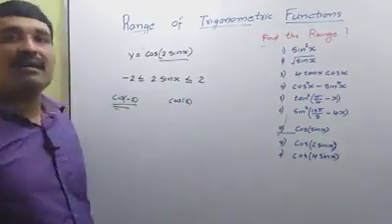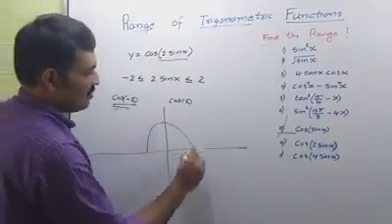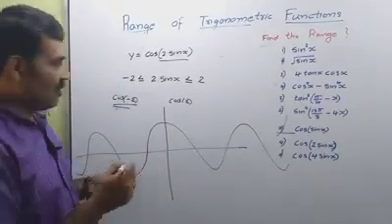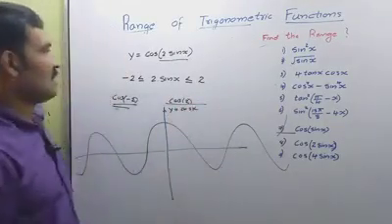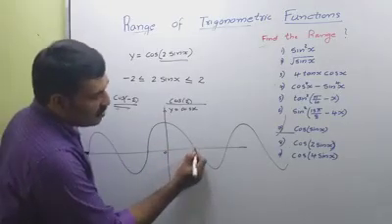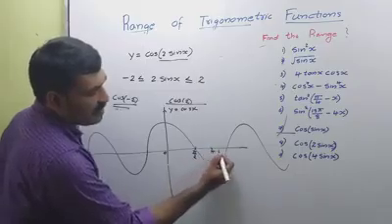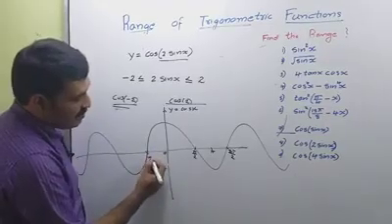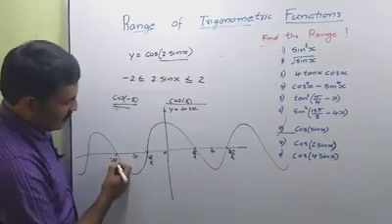Now let us draw the graph of the cosine function. The graph of the cosine function. This is y is equal to cos x. This is 0. This value is pi by 2. This value is pi, 3 pi by 2. Again minus pi by 2, minus pi, minus 3 pi by 2.